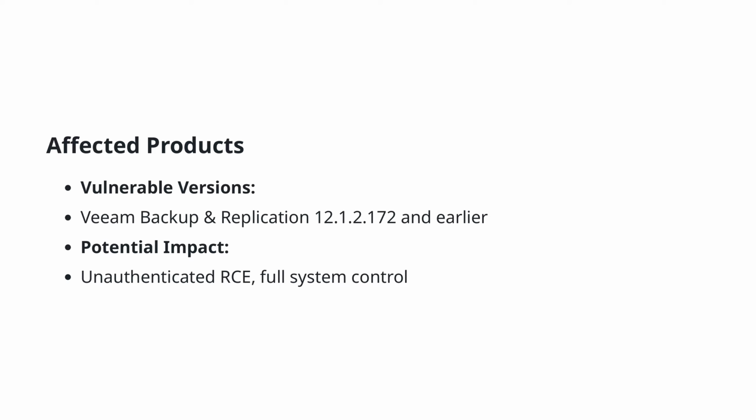On this slide, we're focusing on the affected products by the vulnerability CVE-2024-40711. The vulnerability impacts versions 12.1.2.172 and earlier of Veeam Backup and Replication. The potential impact of this vulnerability includes unauthenticated remote code execution, which could lead to full system control by an attacker. This severity underscores the importance of understanding these vulnerabilities and the threats they impose on system security. Effective management of these vulnerabilities is essential to protect against exploitation.